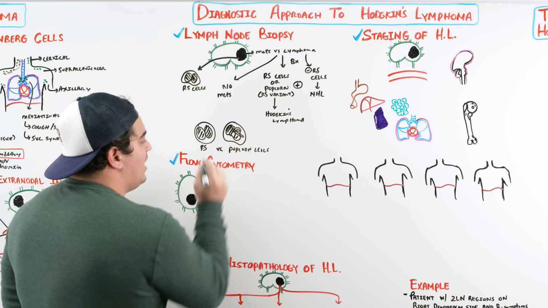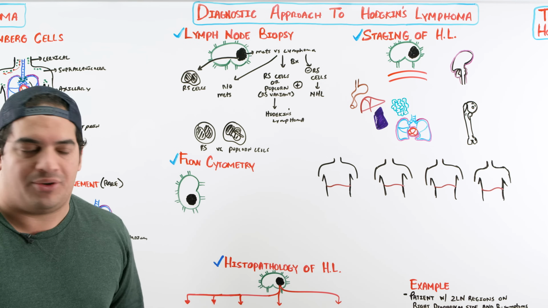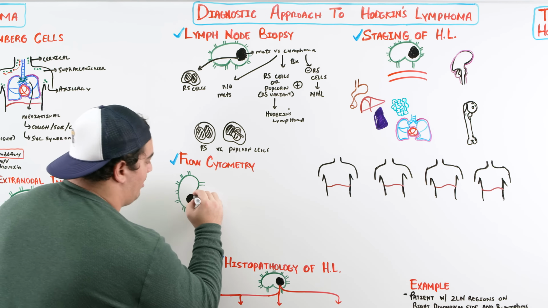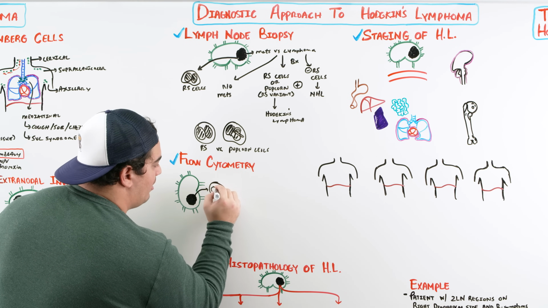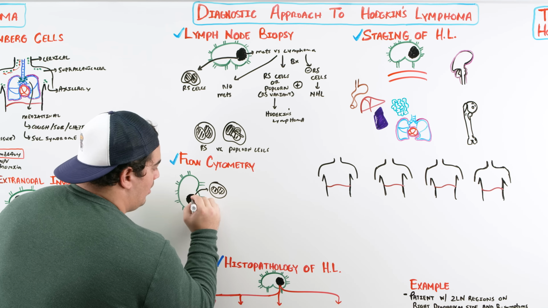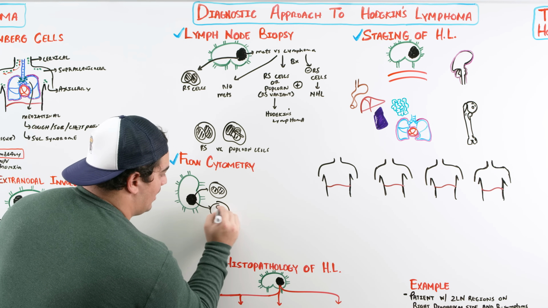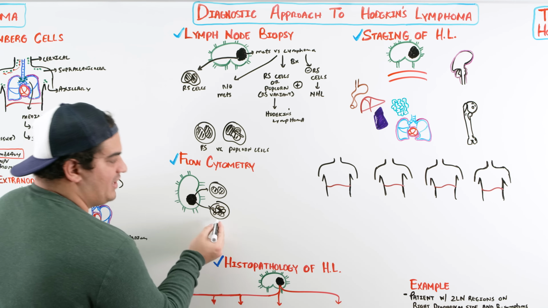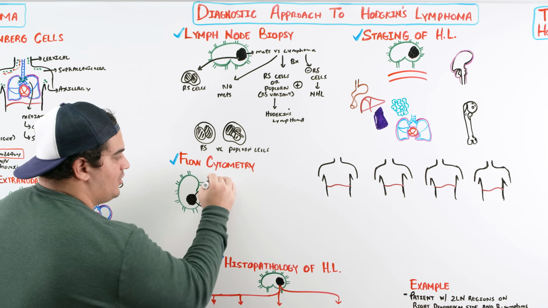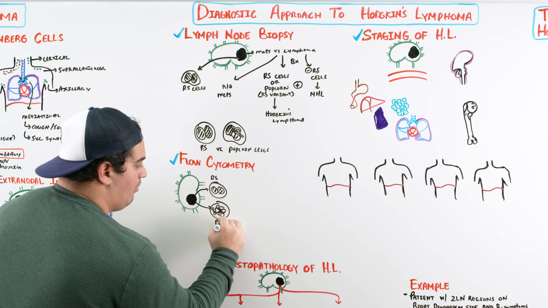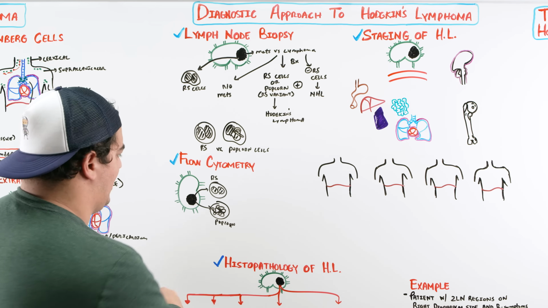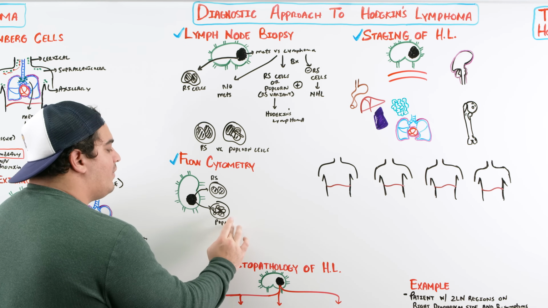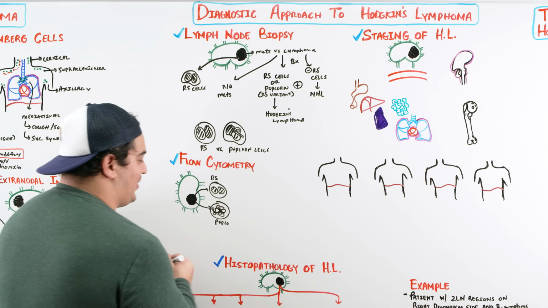So then I go to the next test, my flow cytometry. Flow cytometry will basically say, okay, I did my biopsy. I found Reed-Sternberg cells, or I found popcorn cells, which are basically a variant of Reed-Sternberg cells. The difference and nice thing between these is that they have differences in the proteins they express on their surface.